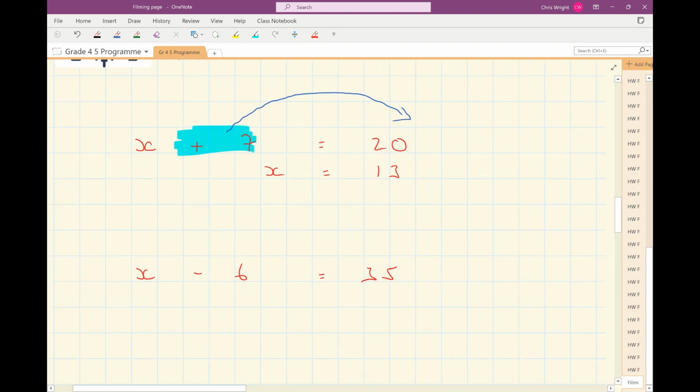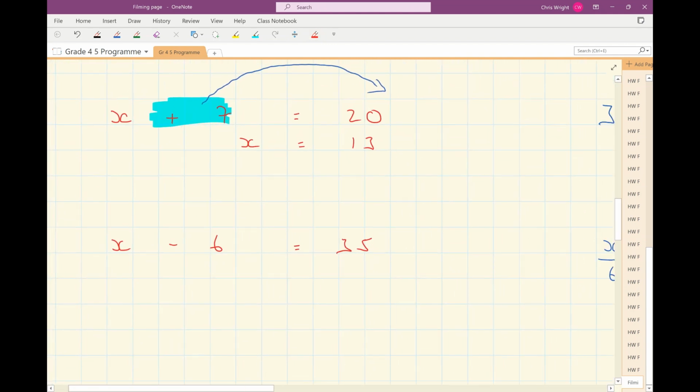Now let's look at the second example. In the same way, we want to get the x on its own, so we're going to float and ping this minus 6. When we float it over to the other side, it pings up as a plus 6, of course. So we've got rid of the minus 6 from the left, and now we've only got x there. The minus 6 floats and pings, and the 35 becomes 35 plus 6, 41.